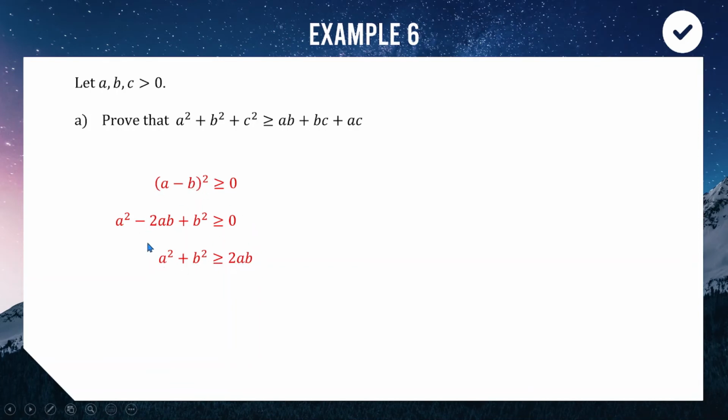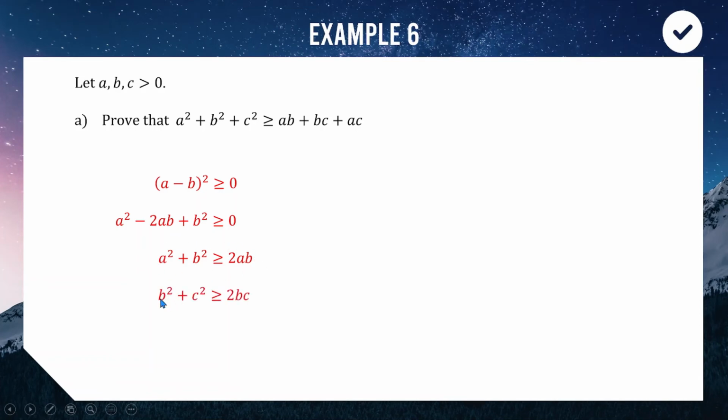So we know this is true, but we want to have an extra C squared in here, and we want to have ABs and BCs and ACs involved. Okay, that tells me we need more versions of this inequality that also involve C. So from this, we're going to write another 2 pairs of inequalities.